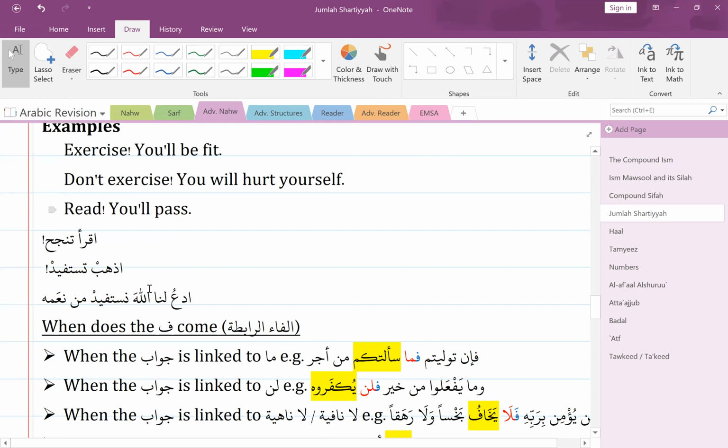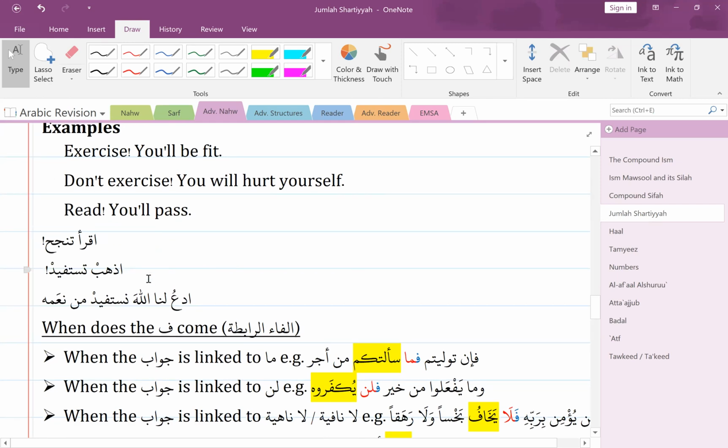I hope that's clear. So if we look at some Arabic examples here, so iqra tanjah. Iqra is a command. I'm commanding you to read. Read, you succeed. Idhab tastafid. Go, you benefit. I don't even have to say so many things. You understand? If I say go, you will benefit.